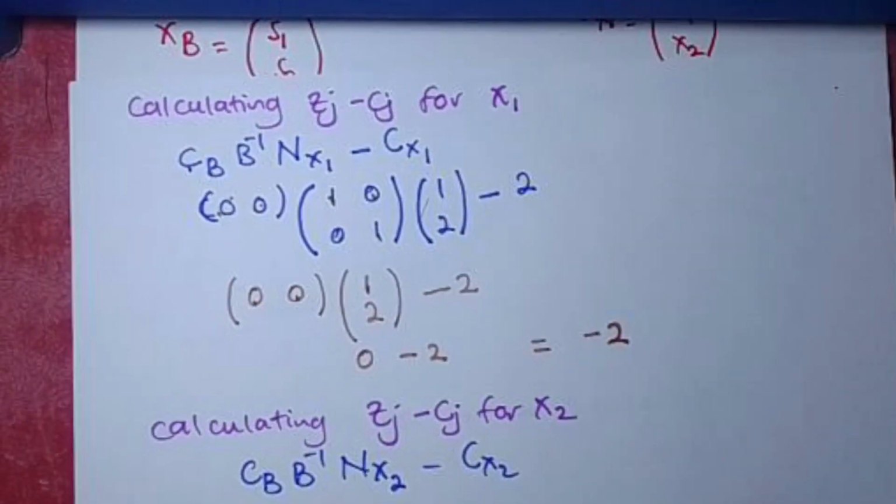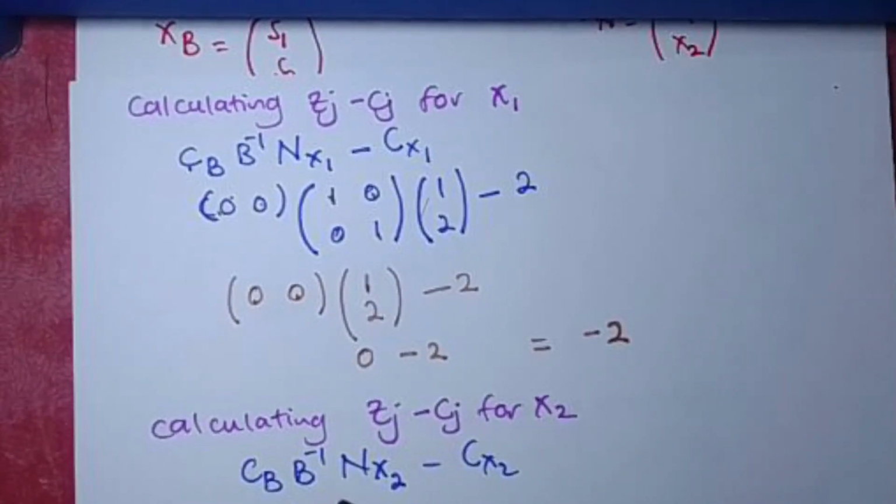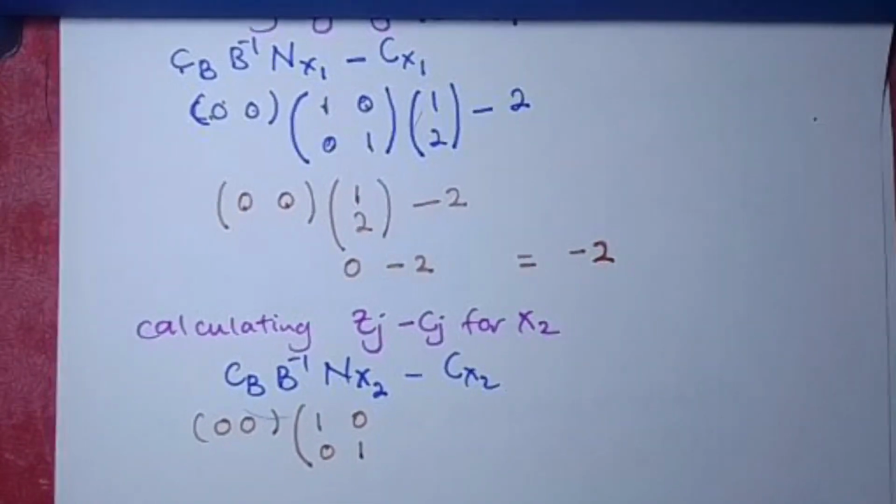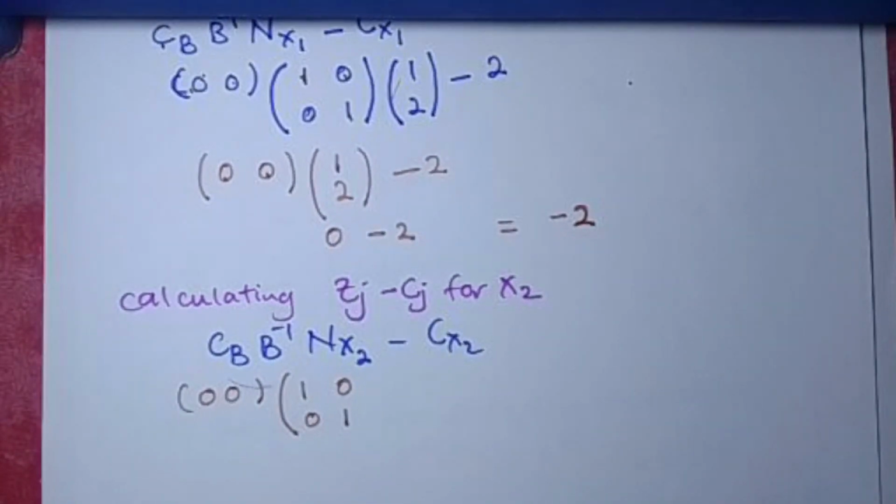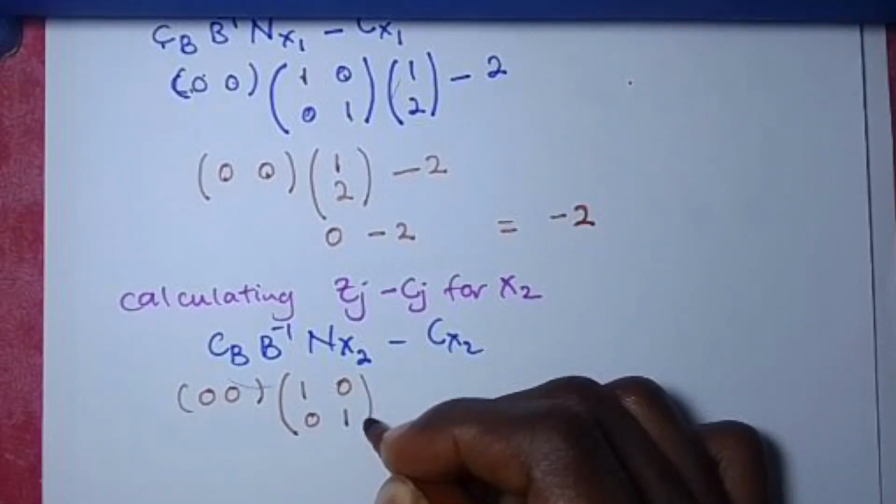So this will give us a 0, 0, 0. Our B inverse also won't change. It was 1, 0, 0, 1. Sorry about that. Our B inverse also won't change. It is 1, 0, 0, 1.